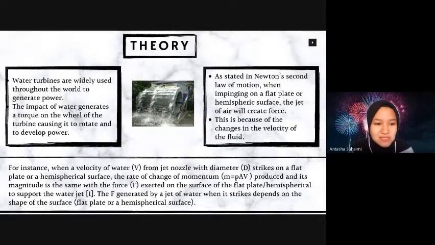For instance, when the velocity of water from a jet nozzle with diameter D strikes on a flat plate or a hemispherical surface, the rate of change of momentum, m equals to PAV, produced at its magnitude is the same as the force exerted on the surface of the flat plate or hemispherical surface to support the water jet. The force F generated by a jet of water when it strikes depends on the shape of the surface, flat plate or hemispherical surface.